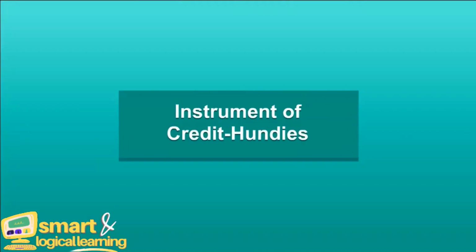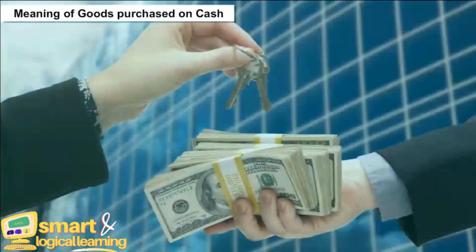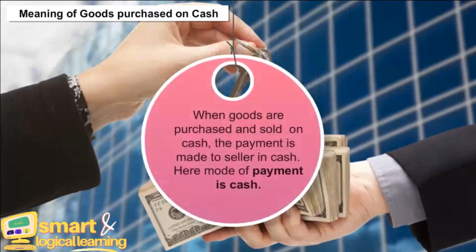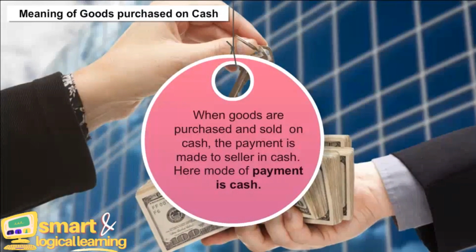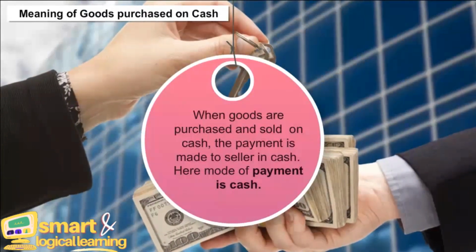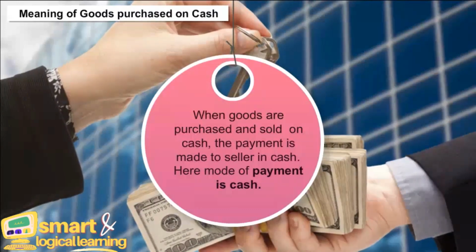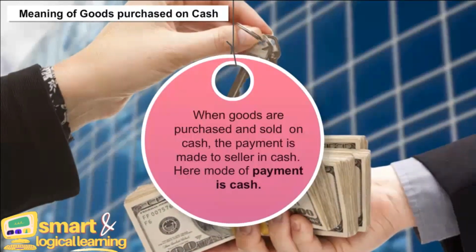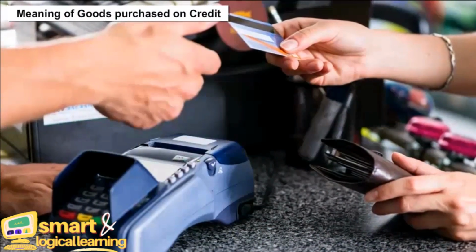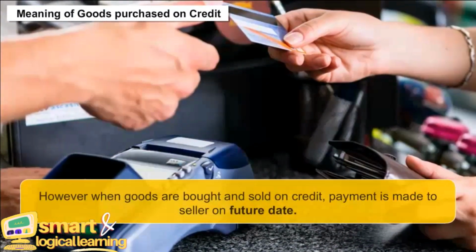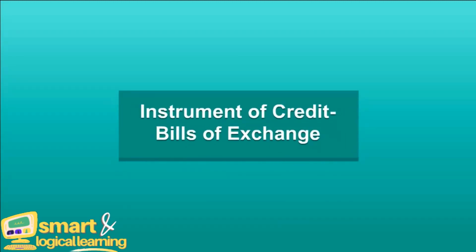Instrument of credit: hundies. Meaning of goods purchased on cash. When goods are purchased and sold on cash, the payment is made to the seller in cash. Here, the mode of payment is cash. Meaning of goods purchased on credit. However, when goods are bought on credit, the instrument of credit used is bills of exchange.